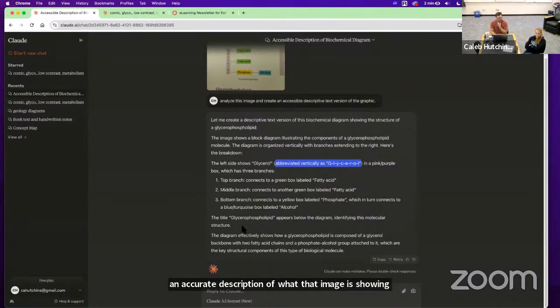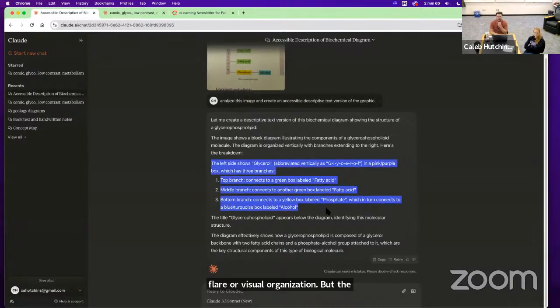Is all that content extremely relevant? Well, the color of the boxes may have information embedded in that color, but in this case, I don't think it does. I think it's just for visual flair or visual organization. But the content here is accurate. And Nick, you were looking at this earlier because you know more about organic chemistry than I do. What do you think about this one?